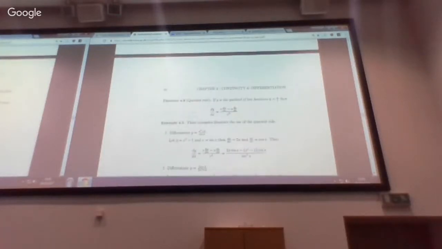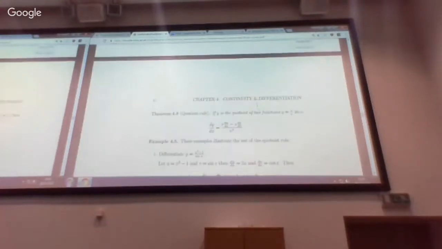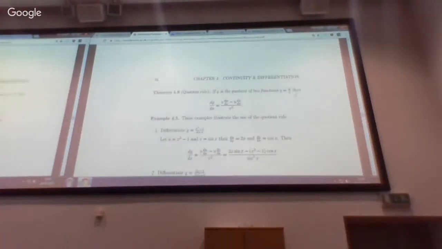So the quotient rule is kind of like the product rule in that it applies to functions where instead of multiplying them together, you divide them. So here we form a new function y, which is the quotient of functions u and v. I'm sure you're mostly familiar with this. You've used this in your studies up to now.